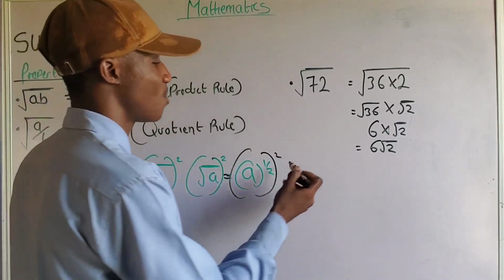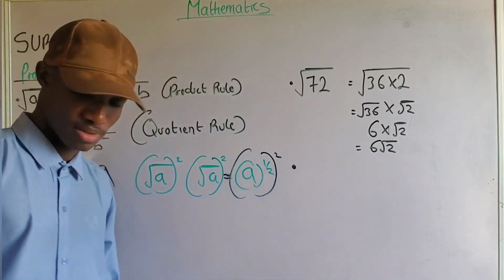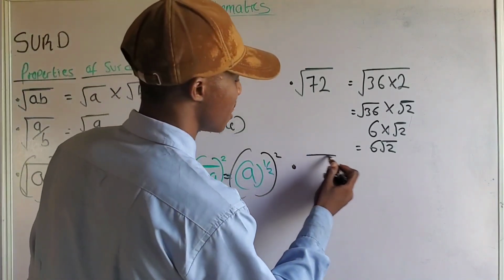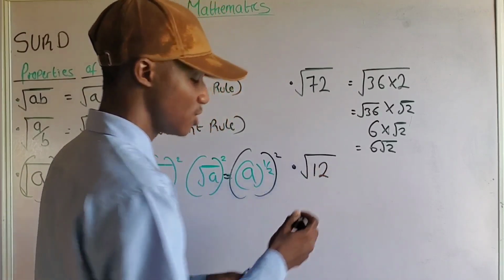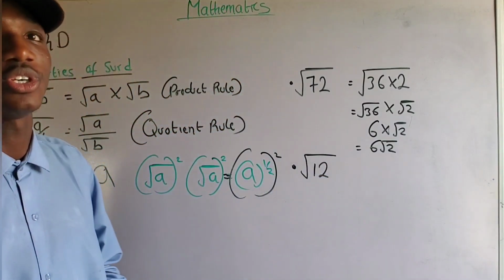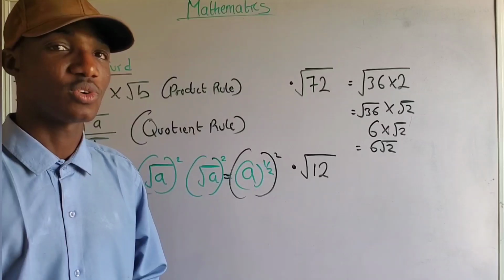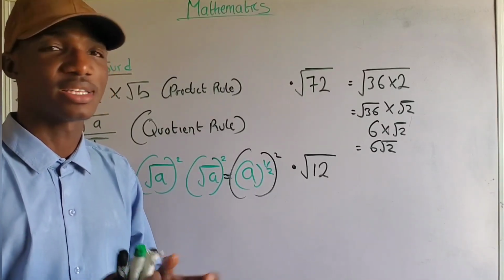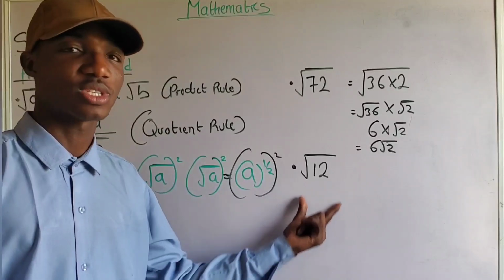Okay, let us look at some more examples. Let's say you are asked to simplify square root of 12. I just taught you the steps in simplifying surds. The first step is that you have to find the factor that is a perfect square of the number that you are asked to simplify.